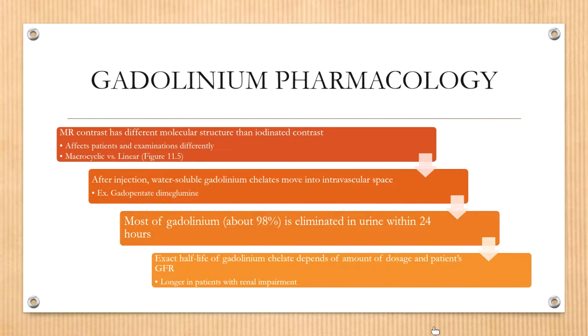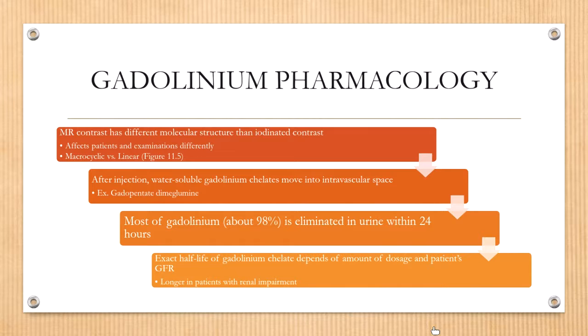Gadolinium, after being injected, is water soluble, and the reason it's water soluble is because of the chelates. By the chelates being the outside structure of the molecule, they allow for the movement of the gadolinium chelate from the structure that it initially was in into the intravascular space, and initially it starts to be eliminated through the blood and eventually through the urine, and within 24 hours about 98% of it should be gone.